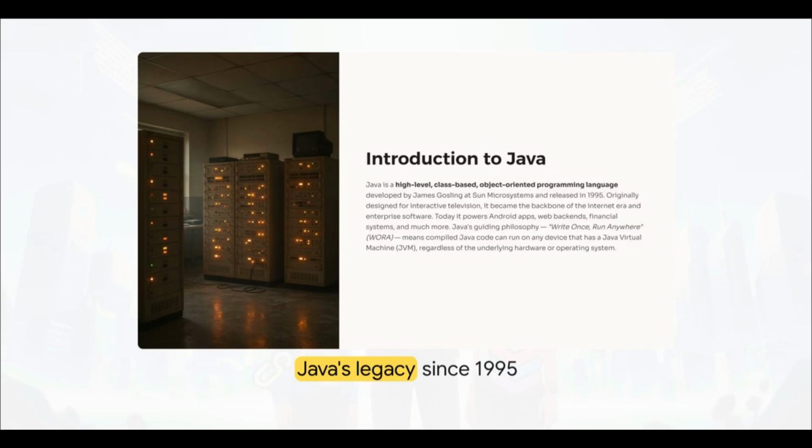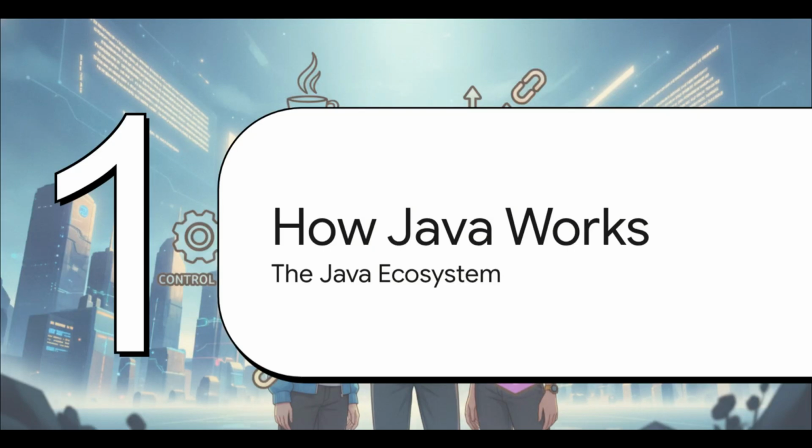And what's really fascinating here is the game-changing philosophy Gosling instilled: write once, run anywhere, or WORA. You see, before Java, you often had to rewrite your code completely if you wanted it to run on a Windows machine versus a Mac or a Linux server. Java was a total game changer because it promised that your compiled code could run on absolutely any device, regardless of the underlying hardware.